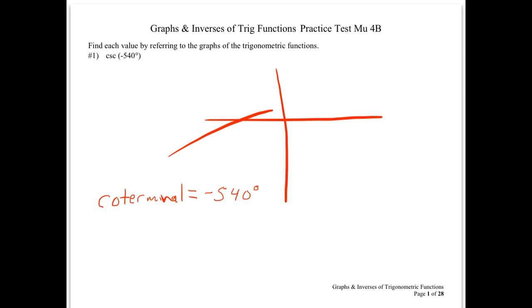A complete revolution in degrees is 360 degrees. So I could add to this 360 degrees, which is going to give me negative 180 degrees as a coterminal angle. I could find another coterminal angle if I didn't like that one, but I think that one's going to work nicely. That puts us right here.